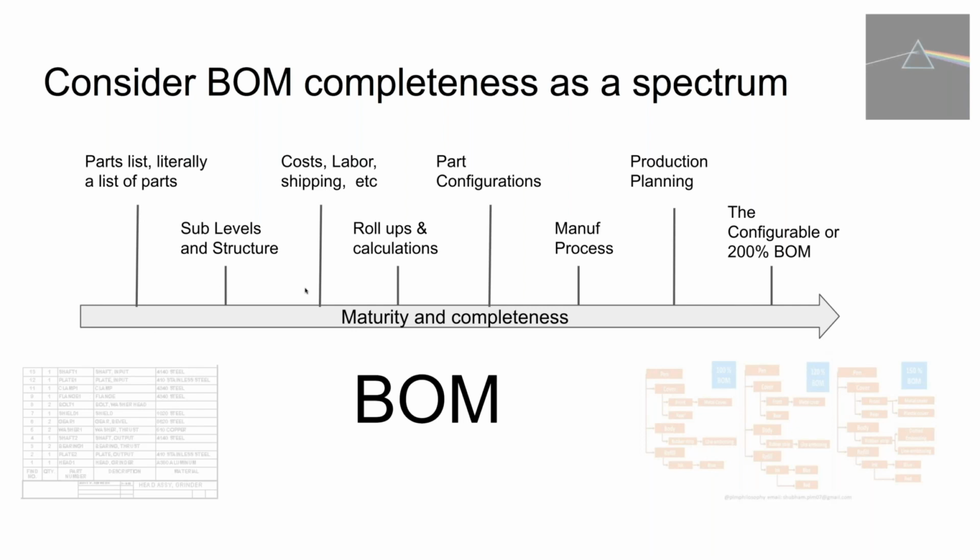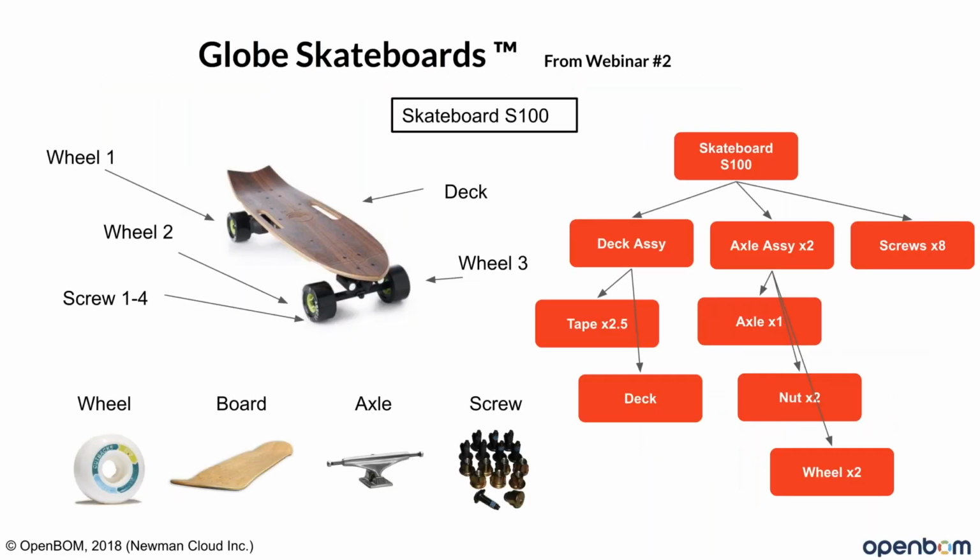As we work our way up this spectrum of completeness, we start to add things like structure and costs. Maybe we start to do some calculations, part configurations, and other configurations, and manufacturing process things work their way in. And then in the end, we have something that we refer to as a configurable BOM, and often you might hear that referred to as a 150% BOM. In other words, it's a BOM that's more than the parts that it takes to build a particular product. We'll build that product in any variants or configurations of that product as well.